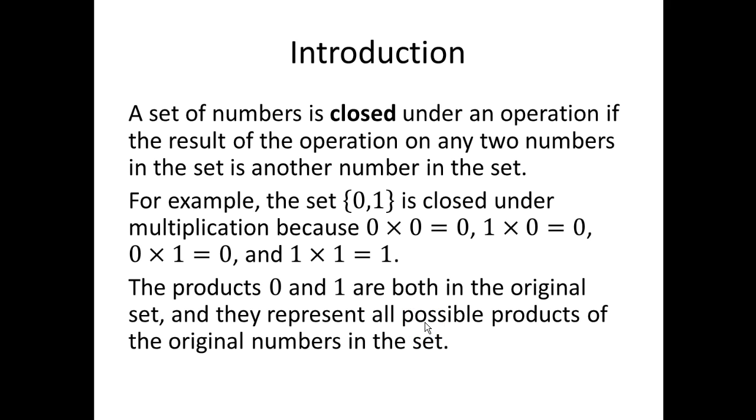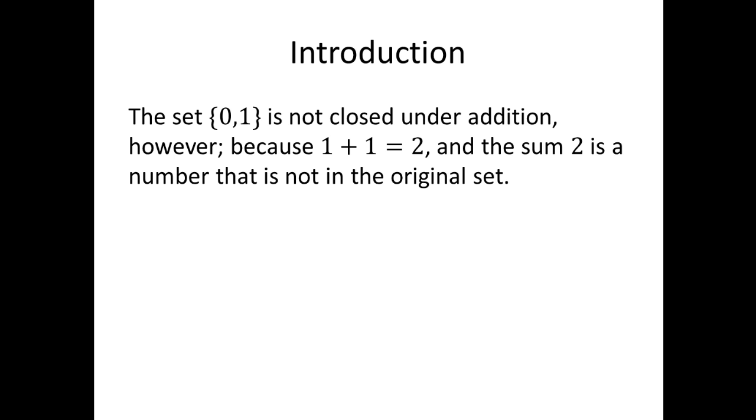So, like I said, the products 0 and 1 are both in the original set, and they represent all possible products of the original numbers in the set. Notice that the set with the elements or numbers 0, 1 in it is not closed under addition, however, because if you take 1 plus 1, you get 2. But wait a minute, 2 is not in this set. So what we say is this set is not closed under addition, because I can add 1 to itself and get a number that's not in the set.